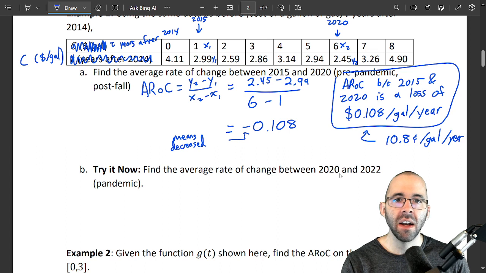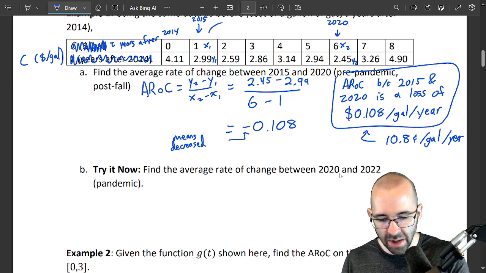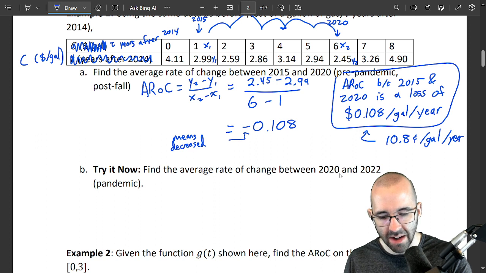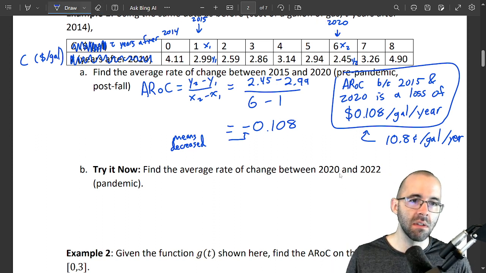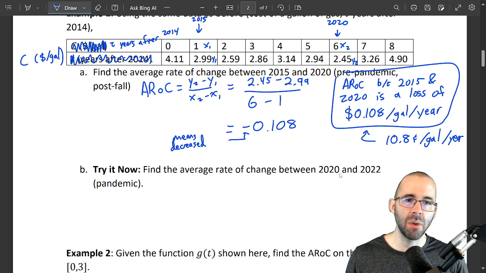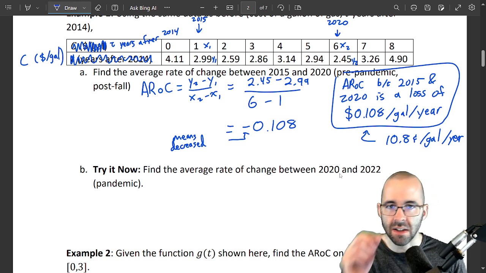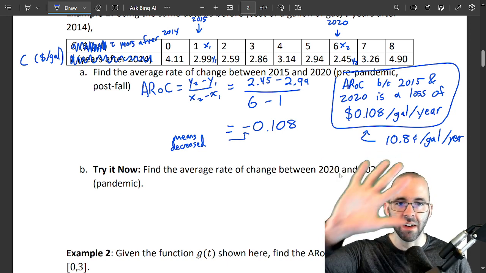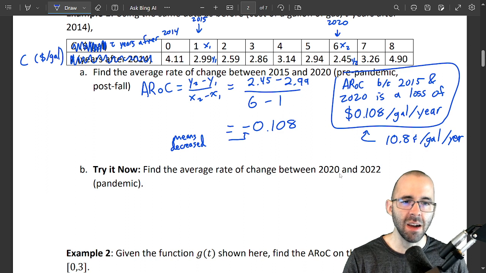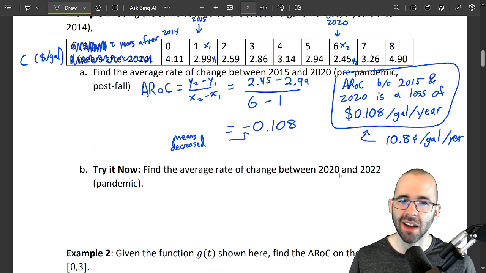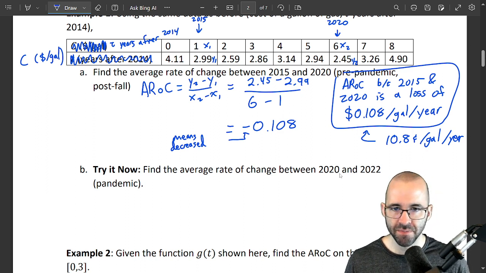Okay. And again, that doesn't mean that every year the cost of gas is going down by 10 cents, right? Because it went down and then it went up and then it went up and then it went down and then it went down. It just says, well, okay, if we average it out, it's going down about 10 cents every year. So it's a very broad statement, just so we can get the general trend over that time period, but it's not going to be exact and it's not going to tell the whole story.